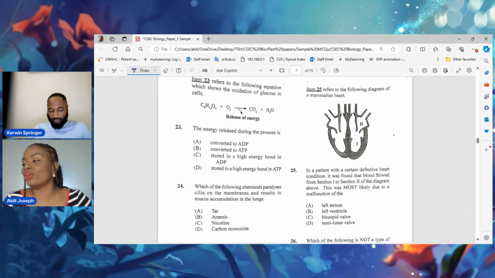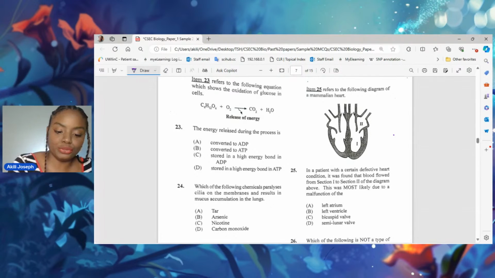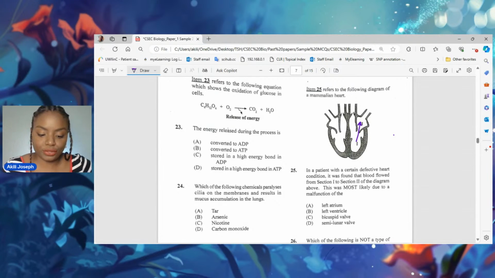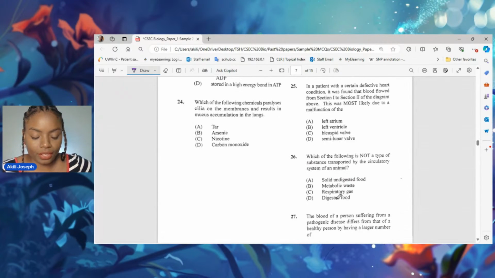C is what structure though? The bicuspid valve that separates your left atrium and your left ventricle. So if you have blood going backwards from the ventricle into the atrium, that's not the direction we want blood to flow. It's supposed to go into the aorta. So the bicuspid valve would be at fault there.